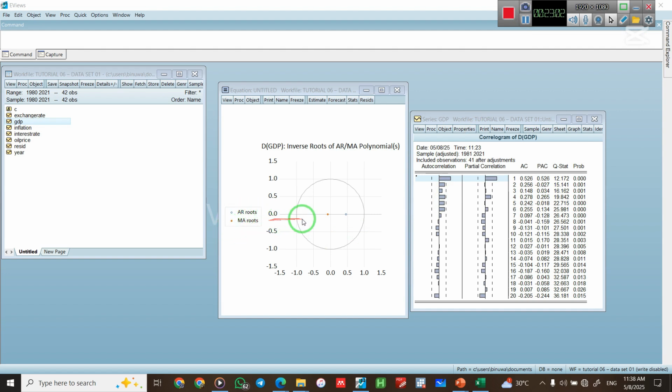How we decide whether this model is suitable for forecasting is based on whether the AR roots and MA roots are within this circle. If both the AR and MA roots are within this circle, we say that the model is suitable for forecasting. Here you can see that both the AR roots and the MA roots are within this circle, so we can conclude that this model is suitable for forecasting.